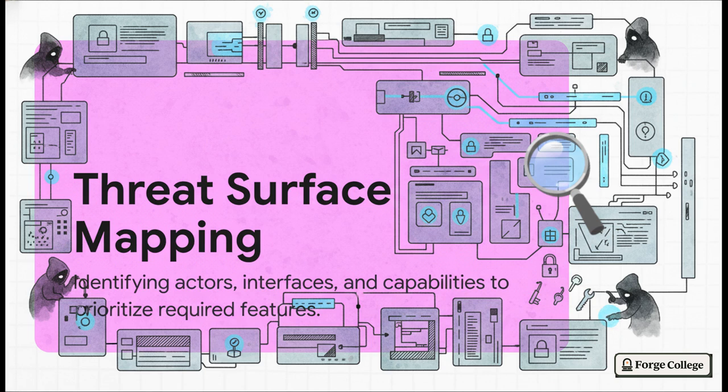So our starting point here is what we call threat surface mapping. This is our core engineering method. Before we install a single gate or lock in our building, we absolutely have to figure out where the attackers might try to break in. Who are the actors? What interfaces can they actually touch? What capabilities do they have? I mean, you can't defend a door if you don't even know the door is there, right?